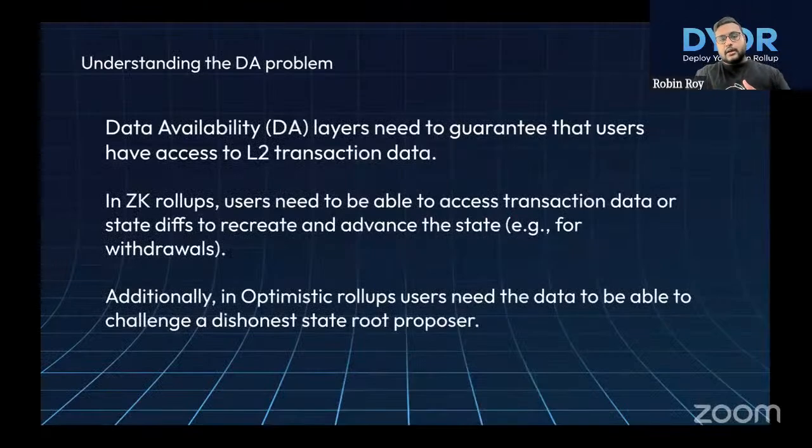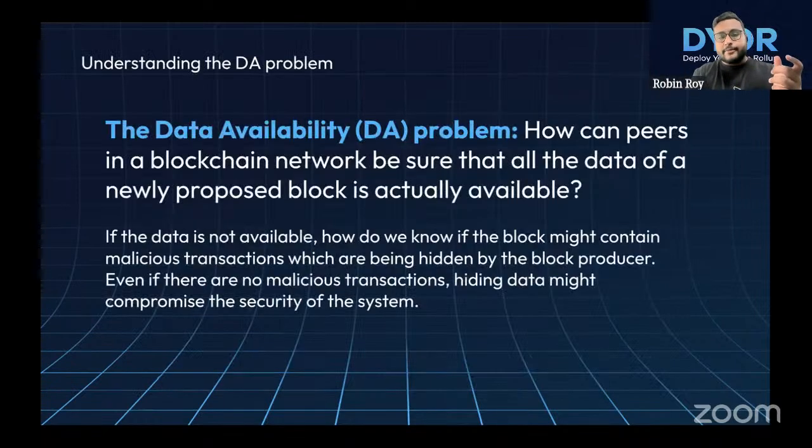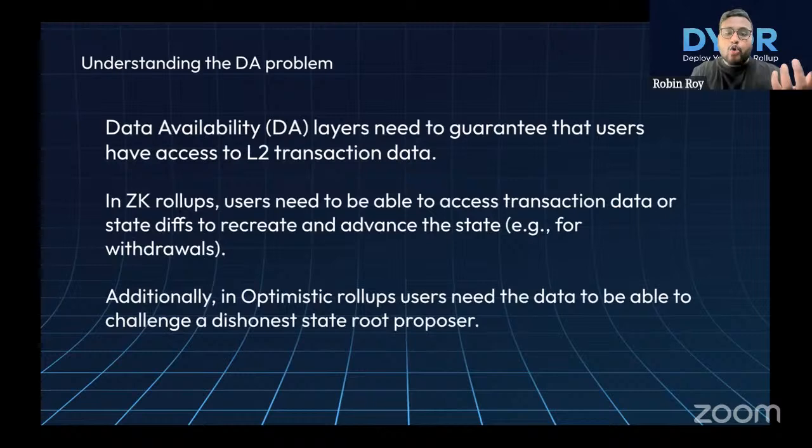In L1s, it is not majorly an issue because all of the full nodes are anyway downloading all of the data. But when it comes to rollups or off-chain execution, all of the transactions are being sent to the off-chain execution part. So in a rollup, if you have used Optimism or Arbitrum or Polygon or Base or any other rollup out there, you are basically sending transactions to an off-chain sequencer who is doing the execution and sending the data later on to Ethereum. But how do you know that?